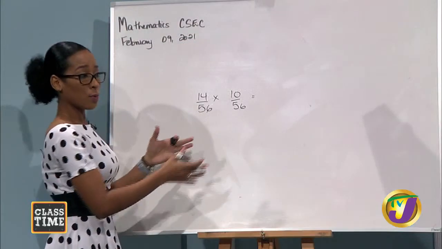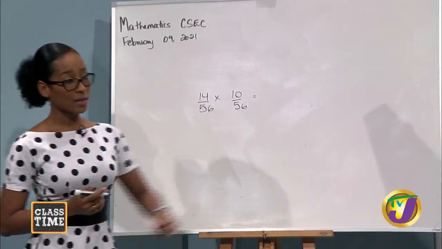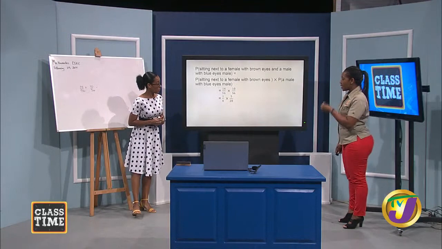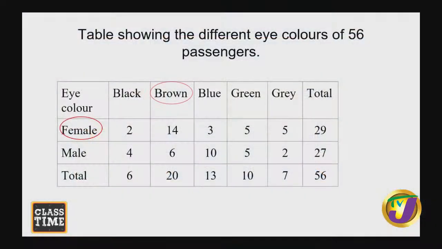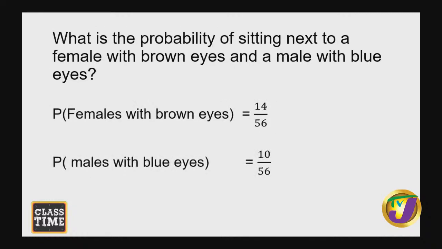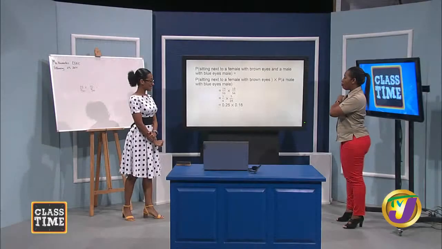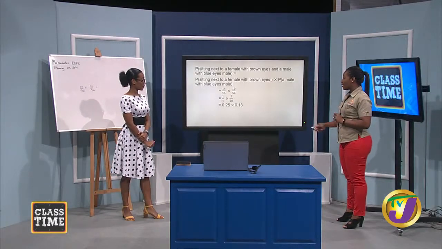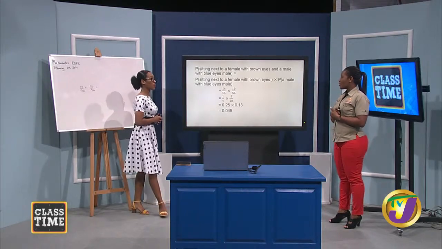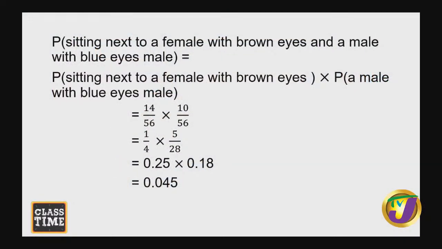Let's work that out. And when we multiply it through, we have it right here. We would have simplified as best as possible: 14/56 is a quarter and 10/56 is 5/28. When we multiply, we would have changed them to decimal fractions, giving you 25 hundredths multiplied by 18 hundredths, giving us 45 thousandths. There we go. Great. So that is the probability of sitting next to a female with brown eyes and a male with blue eyes.